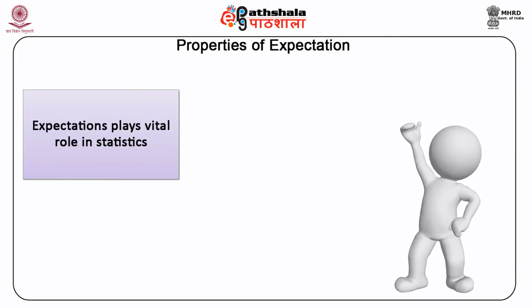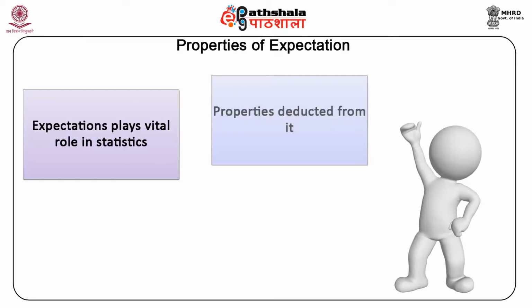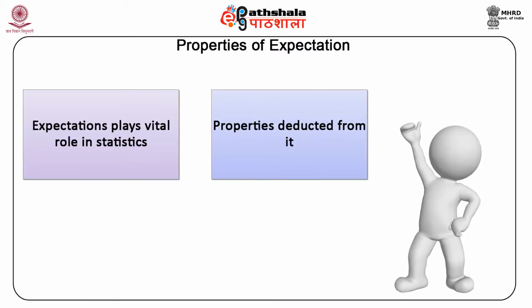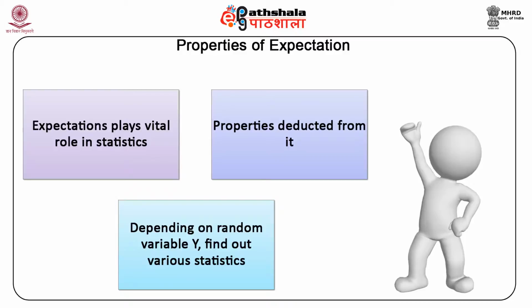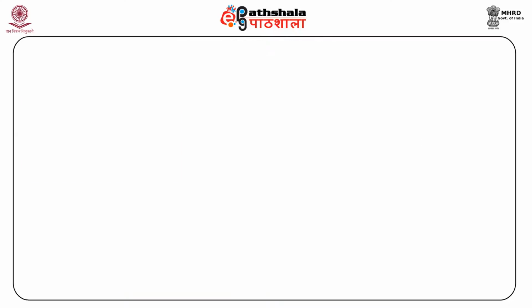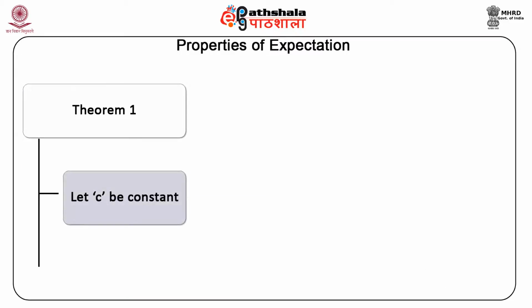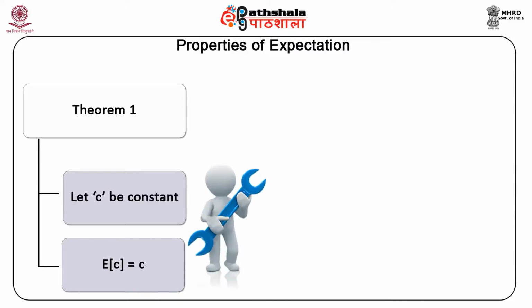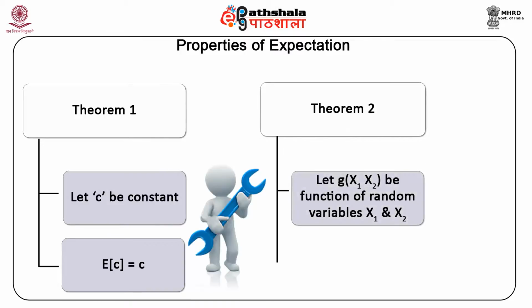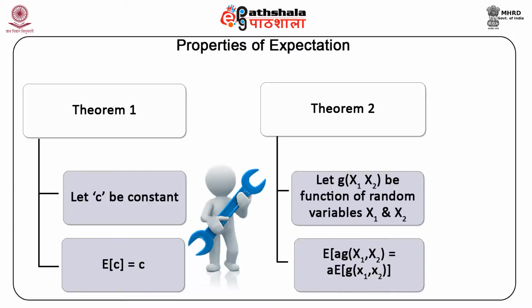Expectation plays a vital role in statistics and many properties can be deduced from it. Depending on the random variable y, we can find out various statistics. Theorem 1. Let c be a constant. Then expected value of c is equal to c. Theorem 2. Let g(x1, x2) be a function of the random variables x1 and x2 and let a be a constant.